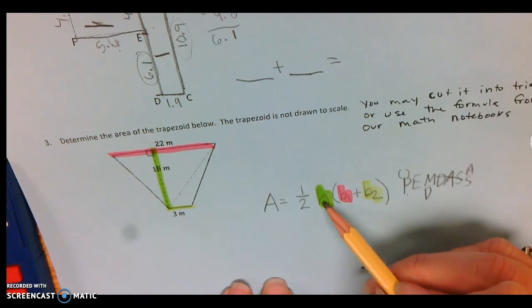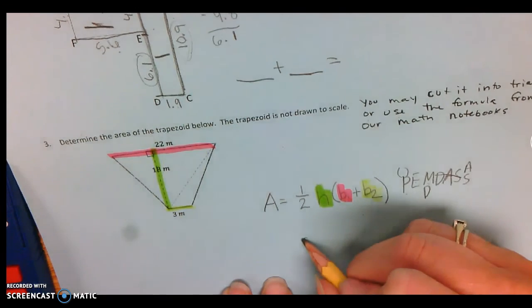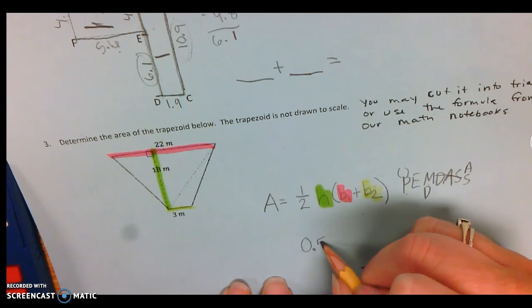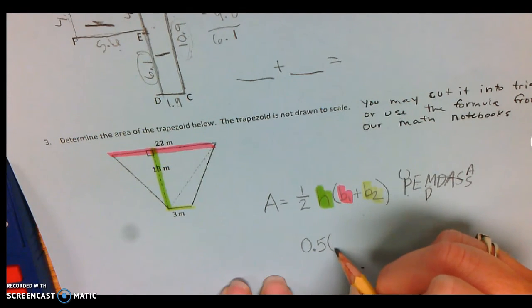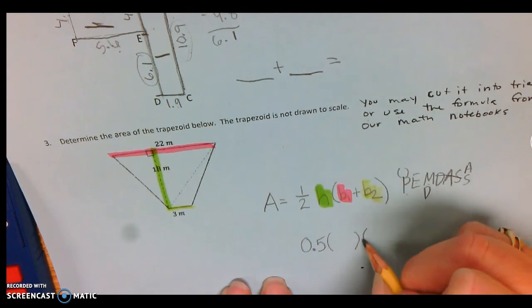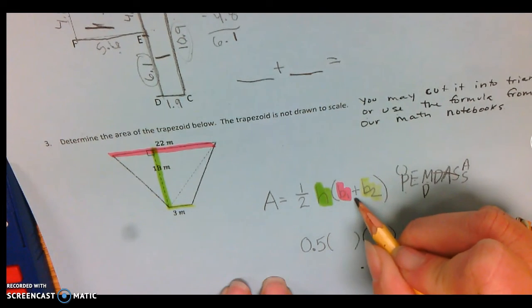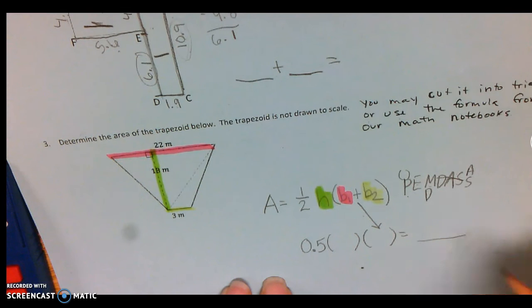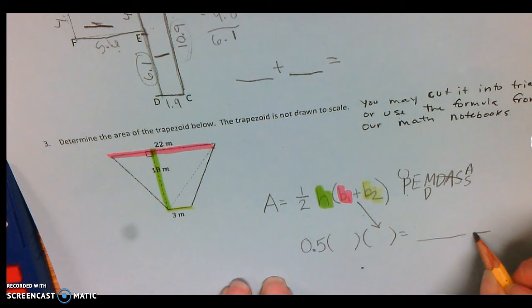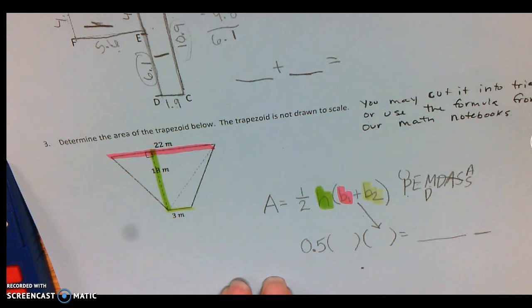so I would add those two lengths together. Then I would start multiplying, and for me, I would use the calculator and do 0.5 instead of 1/2 times whatever my height is here, times whatever is the sum of the two bases. And that will give you your area. Don't forget your label here using your calculator.